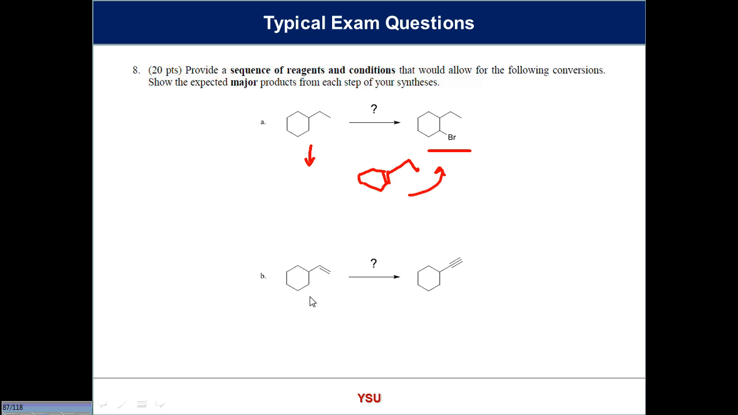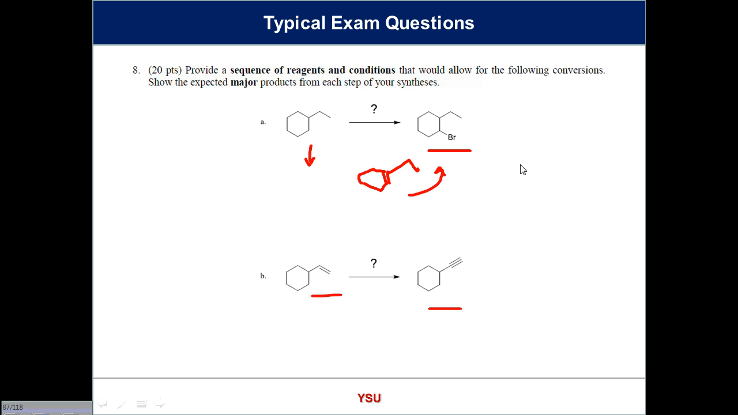Down at the bottom, finish this off. Double bond going to triple bond. Ouch. Any ideas? Now, HBr would work for this, but I don't think it's that clean. HBr would be okay, but maybe it wouldn't.